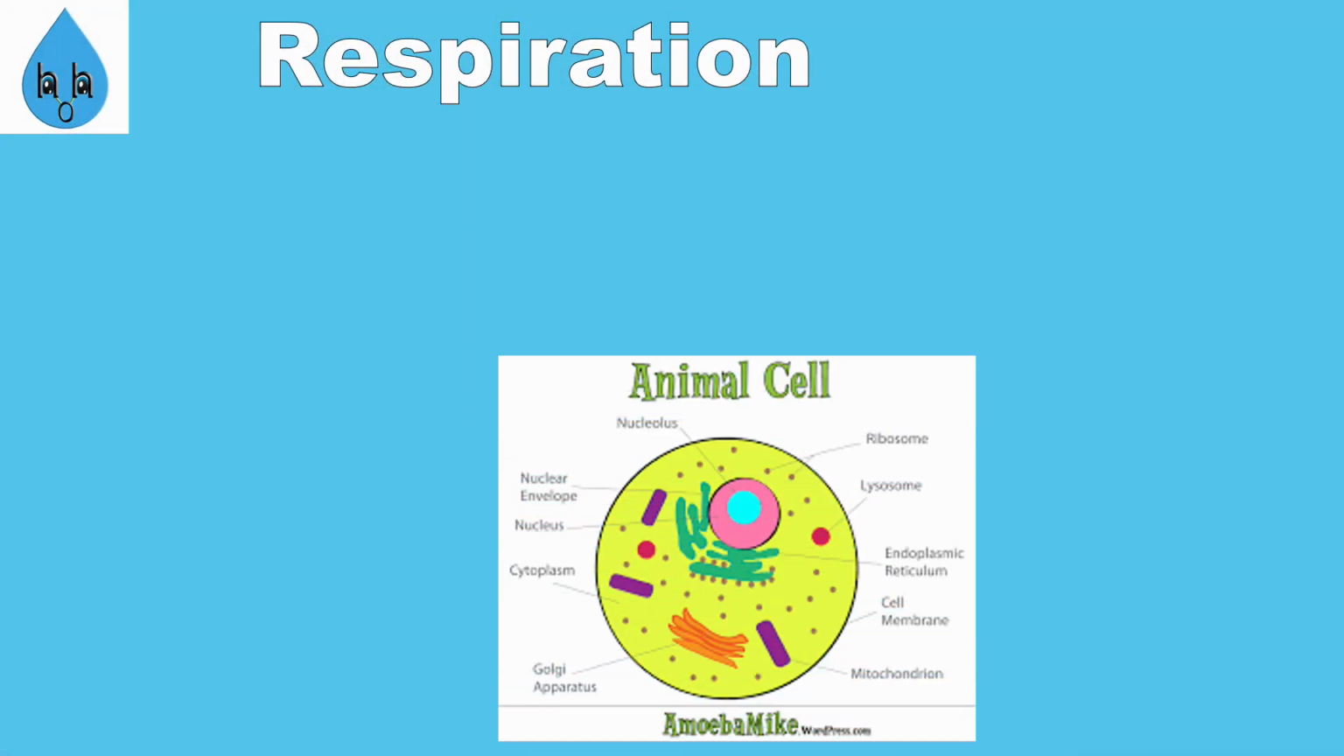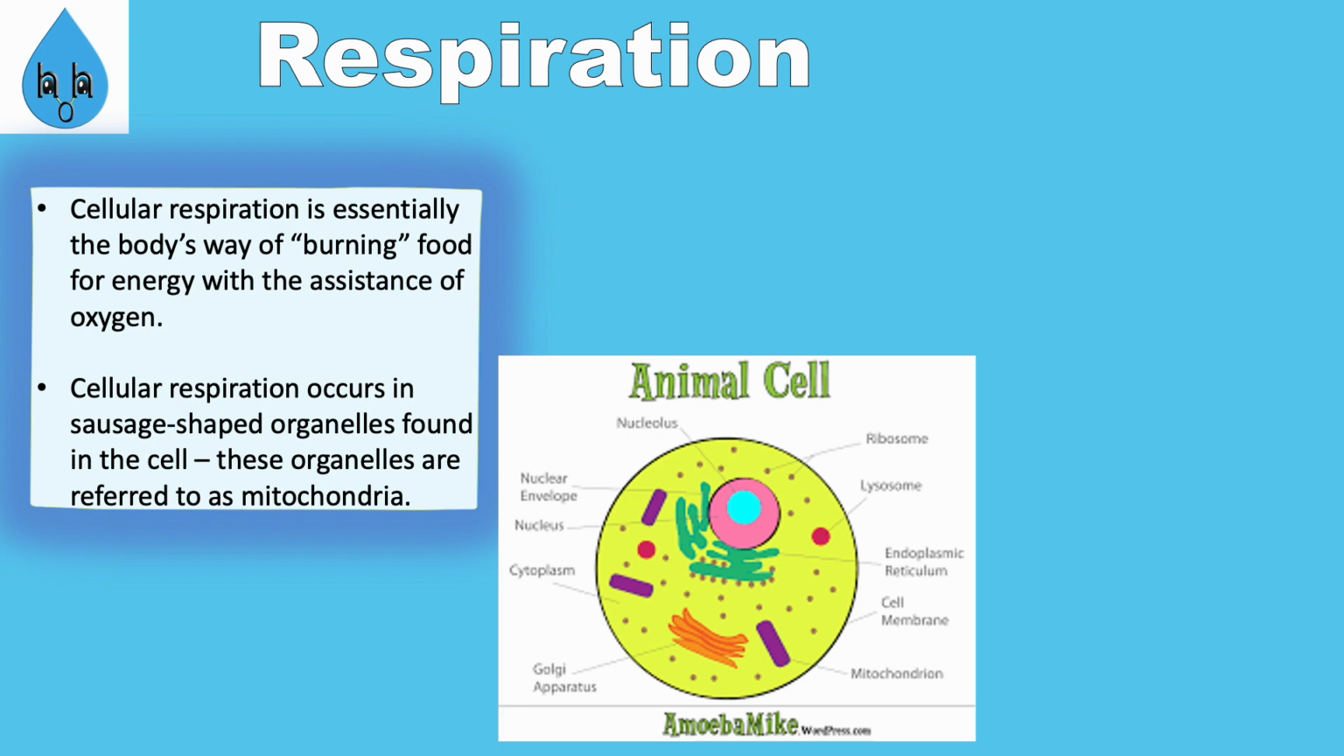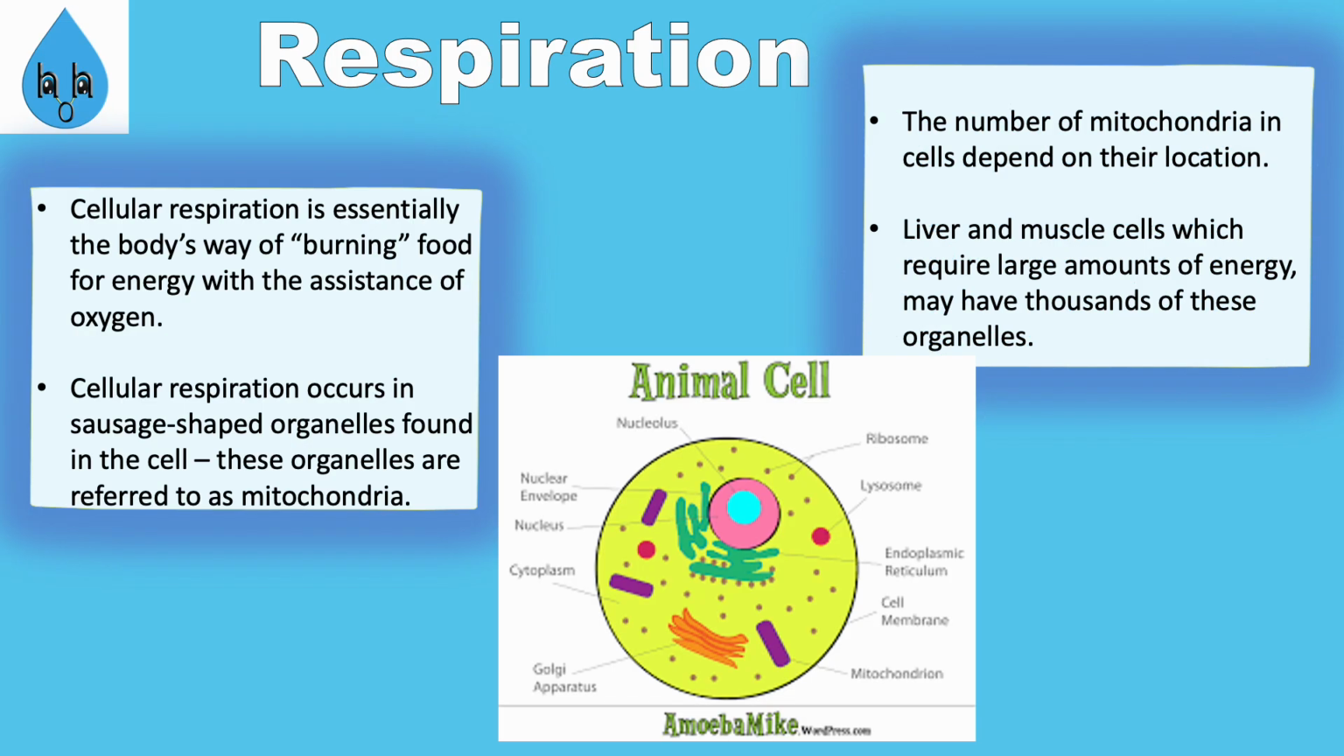So cellular respiration is essentially the body's way of burning food for energy with the assistance of oxygen. Cellular respiration occurs in sausage-shaped organelles found in the cell. These organelles are referred to as mitochondria. You'll see that again when we learn parts of a cell. The number of mitochondria in cells depends on where it's located. Liver and muscle cells, which require large amounts of energy, may have thousands of these organelles.